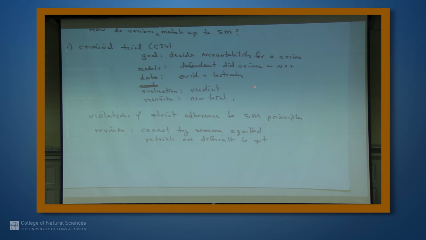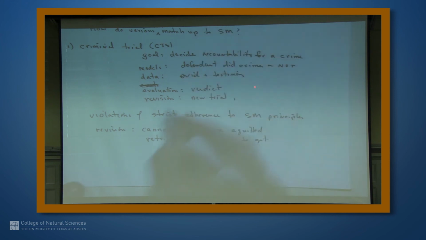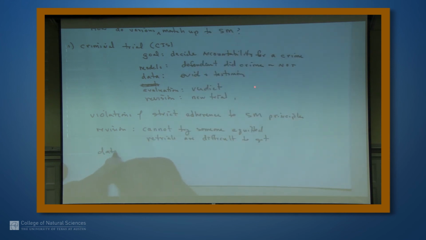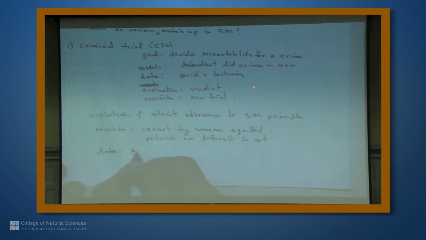So not all data. This is related, but it has to do with data in trials. Data can be suppressed, legally suppressed, which is one form of violation, and I can give you a good example of that. Some evidence can be suppressed.